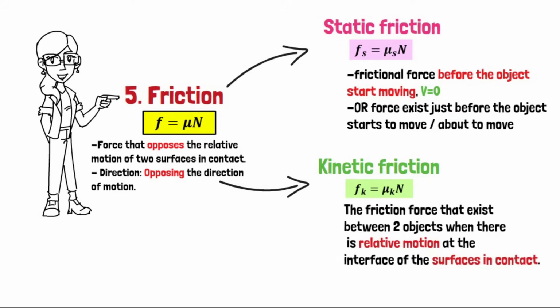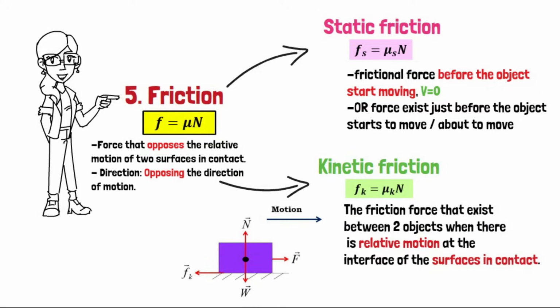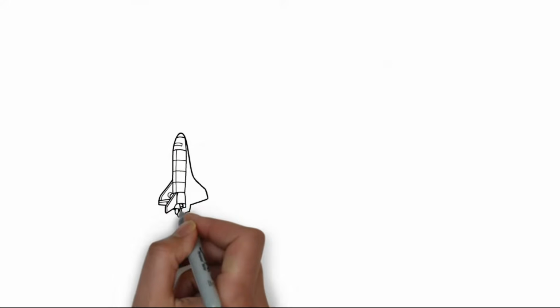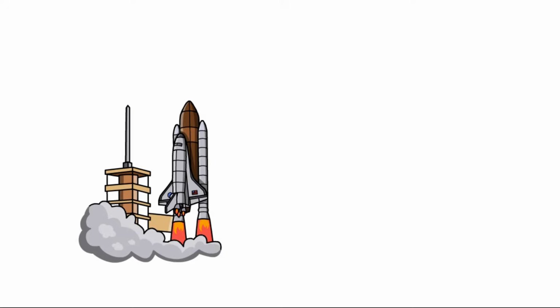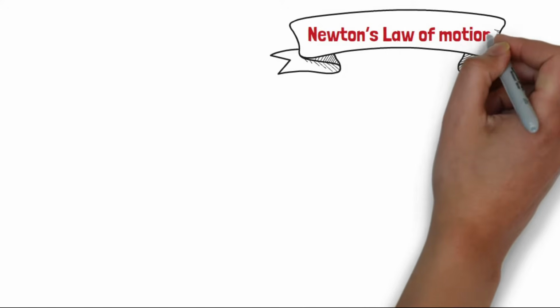So kinetic friction, ingat balik, it is the frictional force that exists between two objects when there is relative motion at the interface of the surfaces in contact. Boleh? Okey, sebelum kita pergi kepada free body diagram, jom kita recall dulu berkenaan dengan Newton's law of motion.